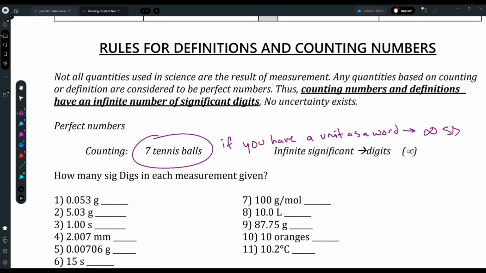Now the reason being is because, yes, this could be 7 tennis balls, or it could be 7.0 tennis balls, which would be 2 sigdigs, right, because that's a trailing zero and it does count. Or it could be 7.00, so that'd be 3 sigdigs. Or it could be 7.000 tennis balls, or 7.0000000.